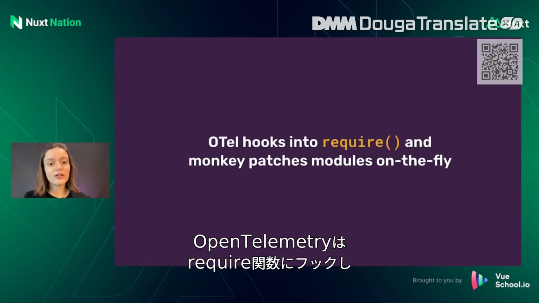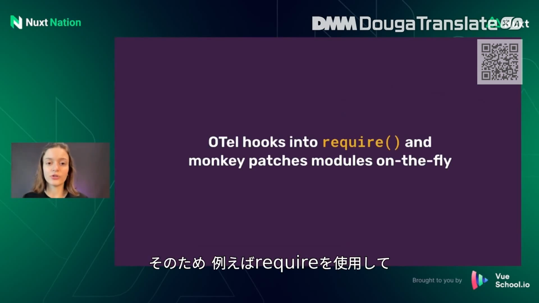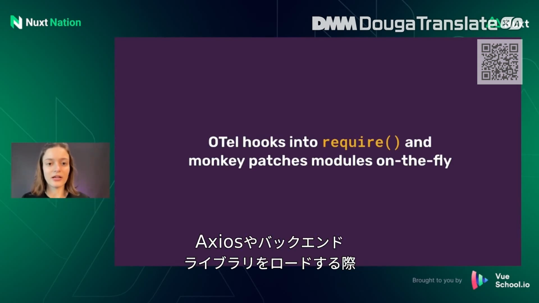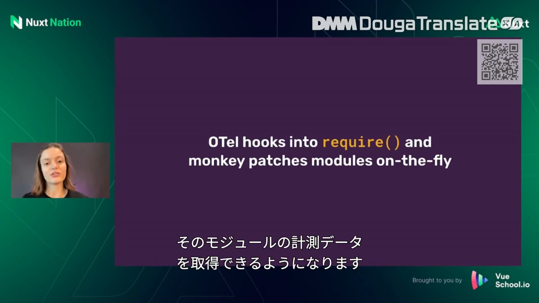So OTel hooks into the require function and it then monkey patches the modules on the fly. So whenever you require, for example, Axios or a backend library, OpenTelemetry is monkey patching this module on the fly so you can get instrumentation for this module.